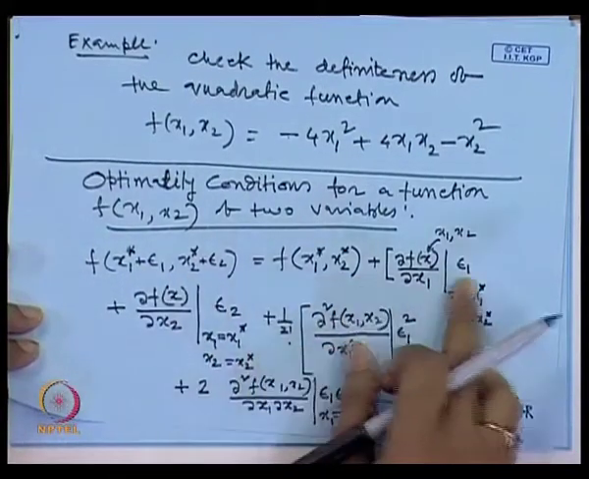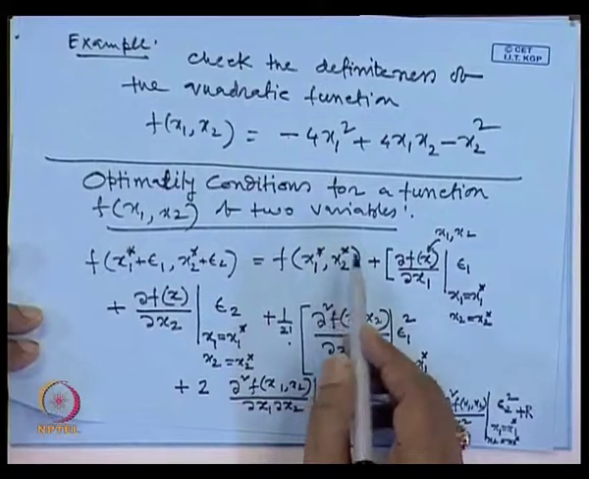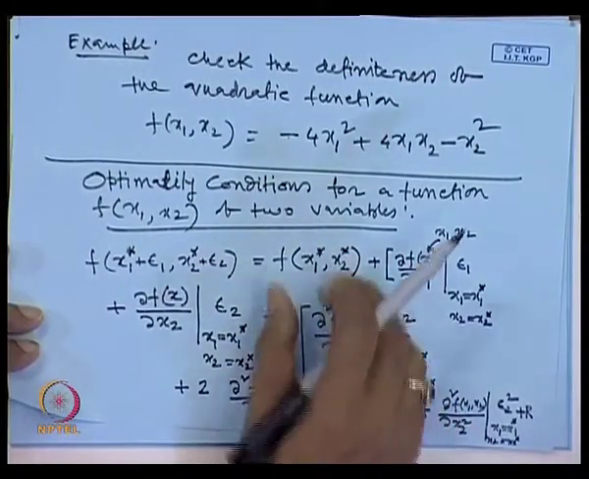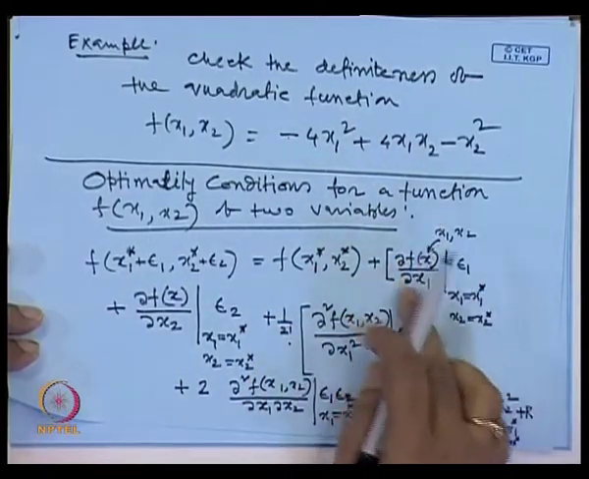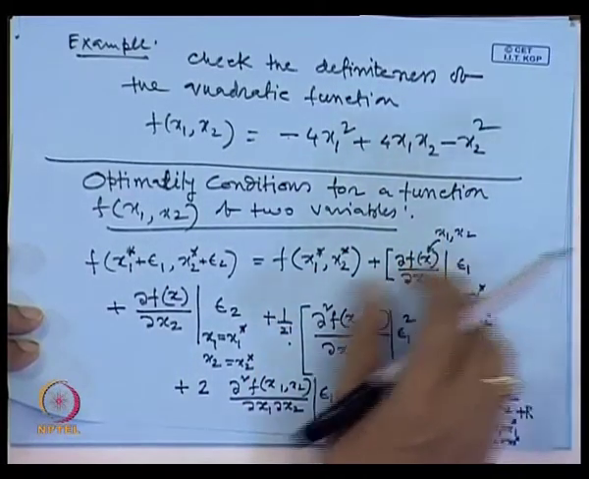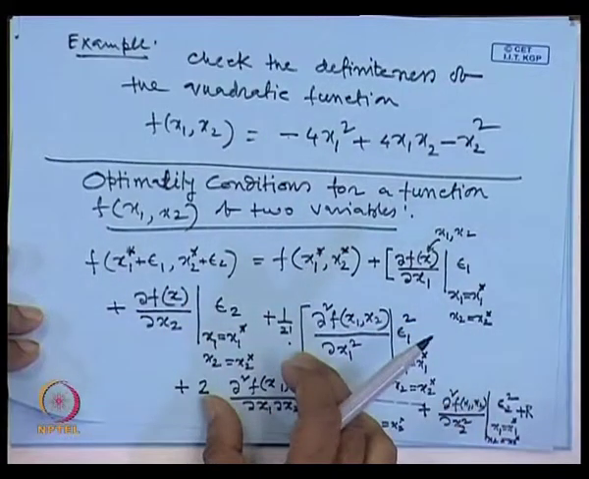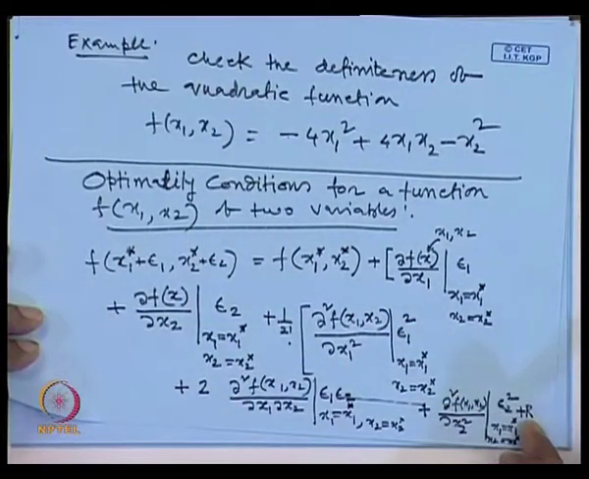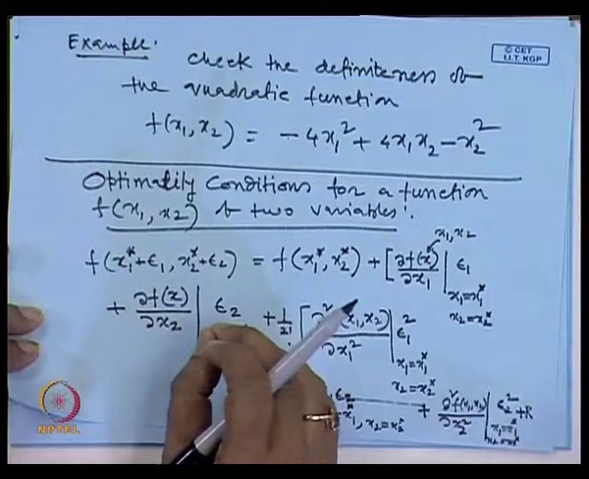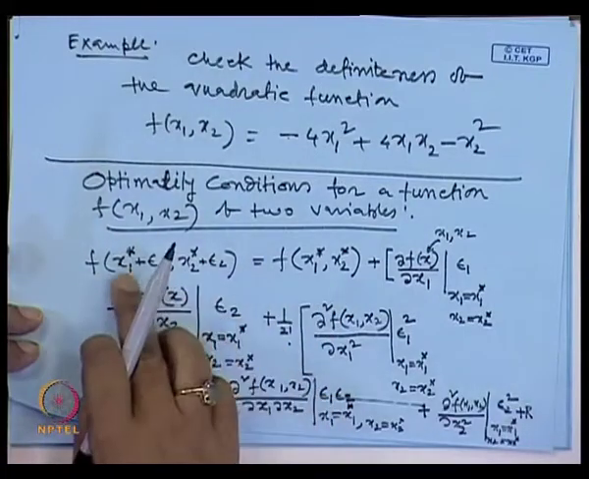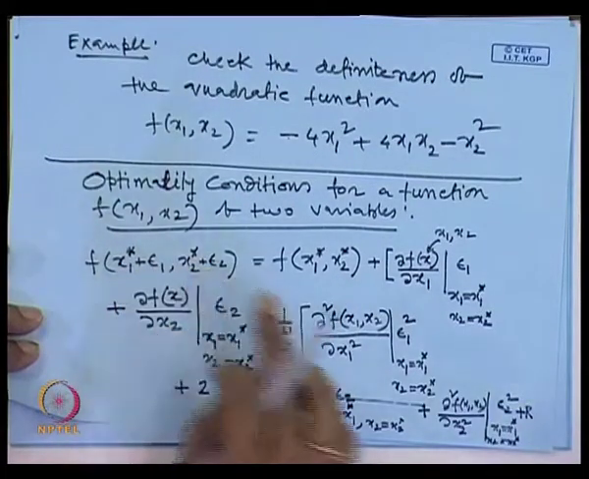If you do the Taylor series expansion, we have seen that this is the function value at the optimal point, and these are the first order terms and second order terms, and the higher order terms. All other higher order terms are denoted by capital R. Agree? This R is sufficiently small compared to the preceding terms when the perturbation is very close to x1 star and x2 star.